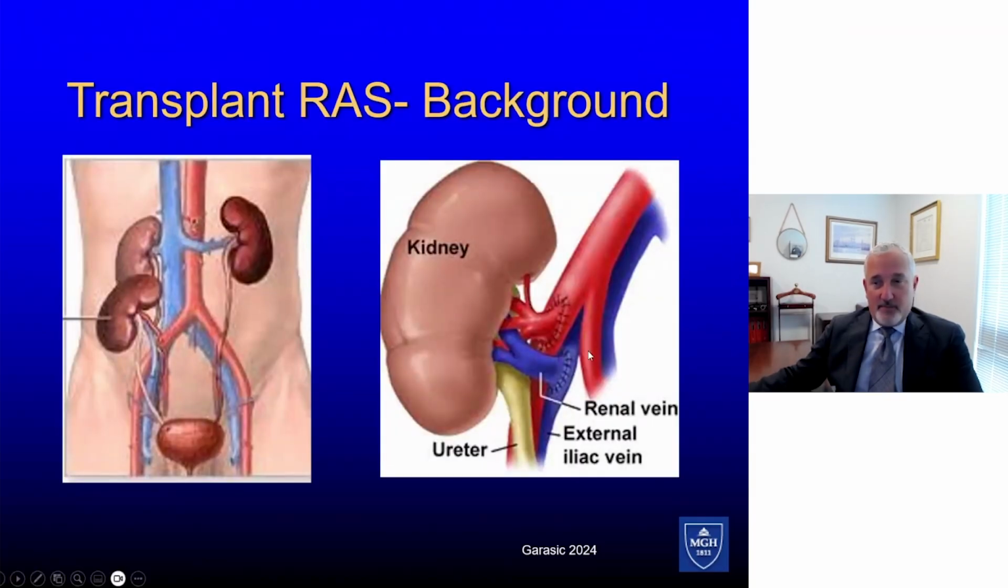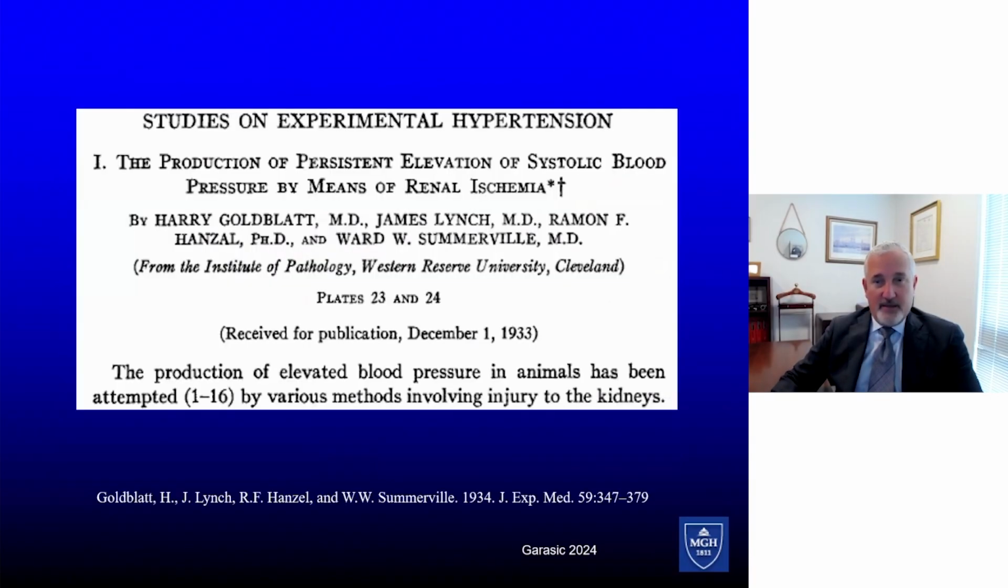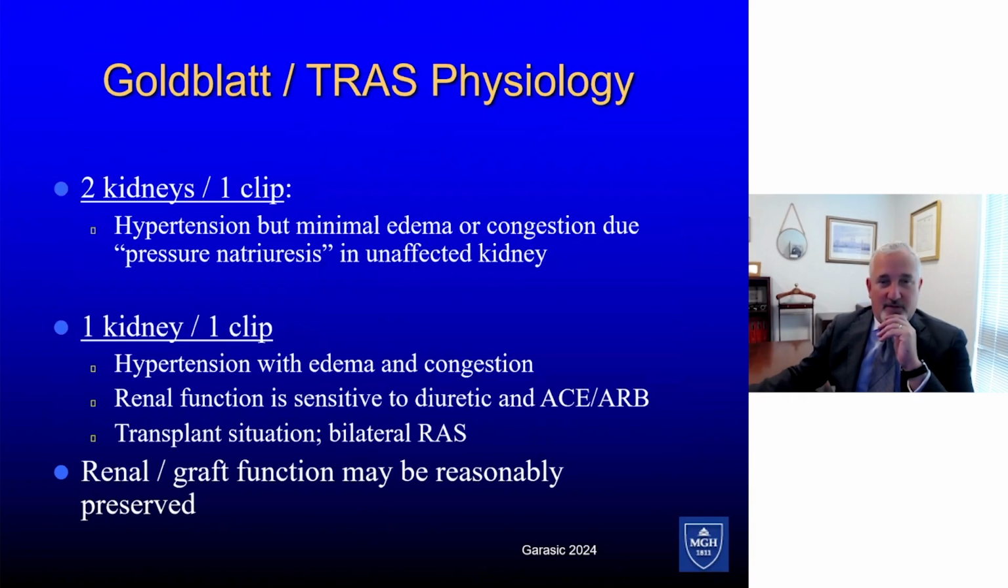This is an anastomosis, usually in the external iliac artery, both the artery and the vein you can see here in the iliac vein. This is reminiscent of the kind of two kidney, one clip model. So basically, this is a patient who essentially has one kidney and one clip, which acts like two kidneys and two clips. In the two kidneys, one clip model, people can be hypertensive, but they tend to have a pressure natriuresis, and so they tend not to be volume overloaded. Whereas your transplant renal patients are really kind of one kidney, one clip.